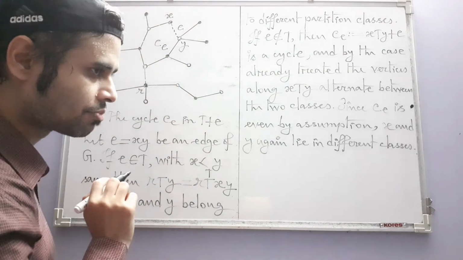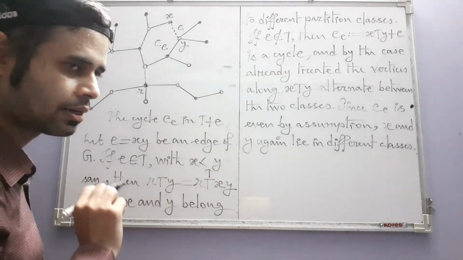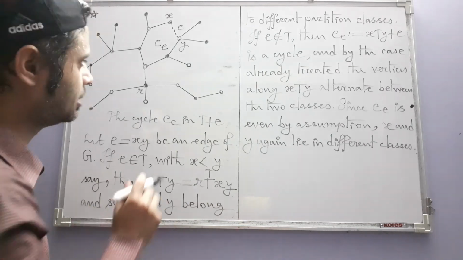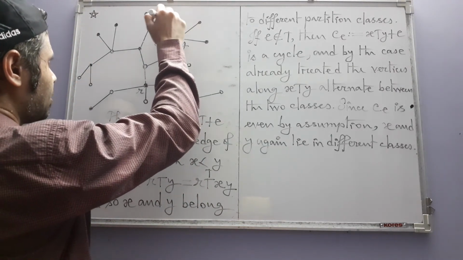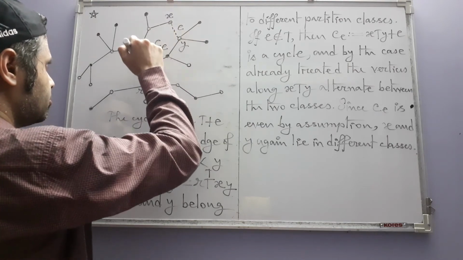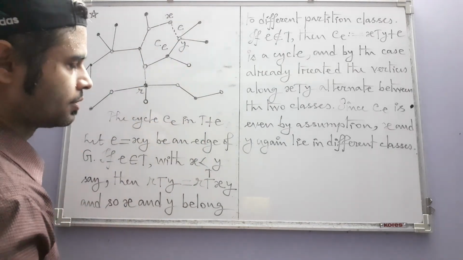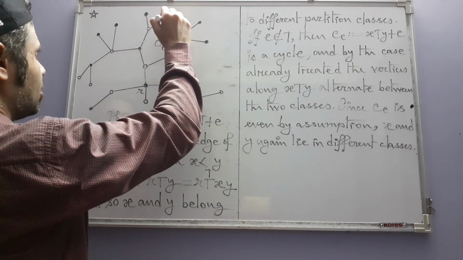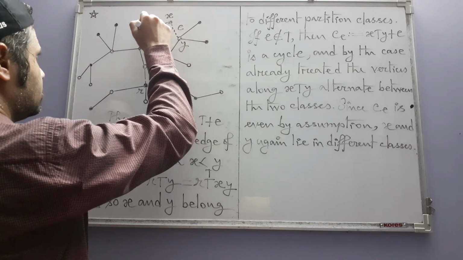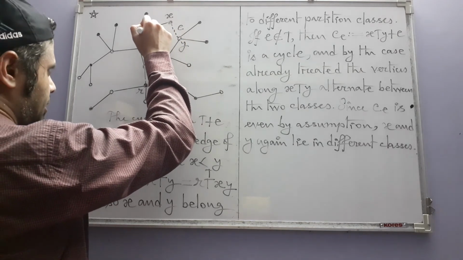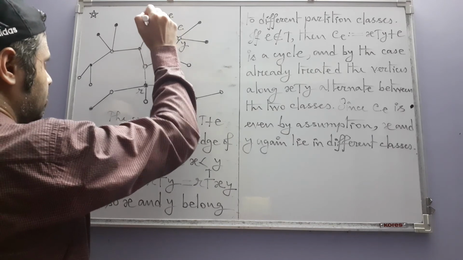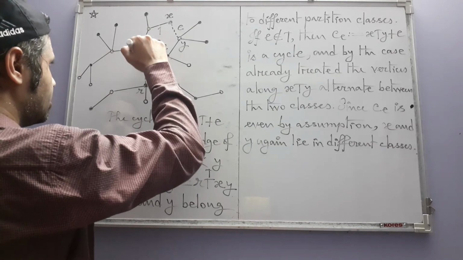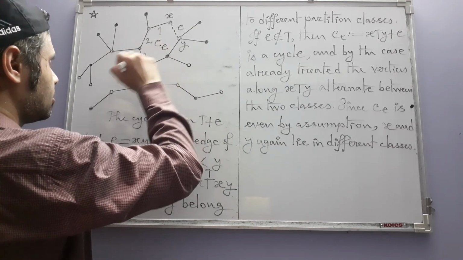Because there are 6 vertices, the number of edges will be 1 less than that. In a tree, the number of edges is always 1 less than the number of vertices. So on this single path, there are 5 edges, 1, 2, 3, 4, 5. Okay, so this belongs to one partition class, then this one comes, you get another partition, 1, then another one, 2, so you get the same partition, then another one, 3, so you get another partition.